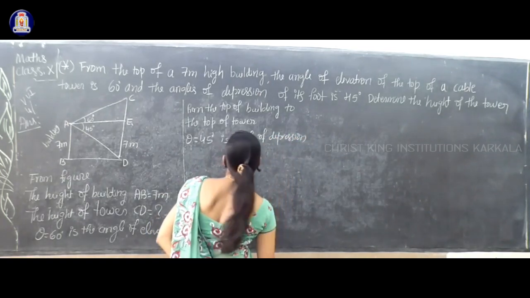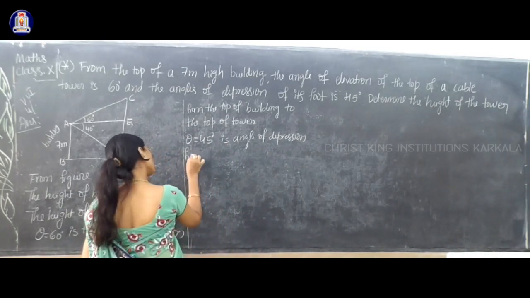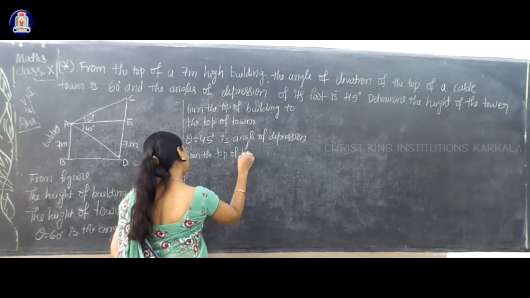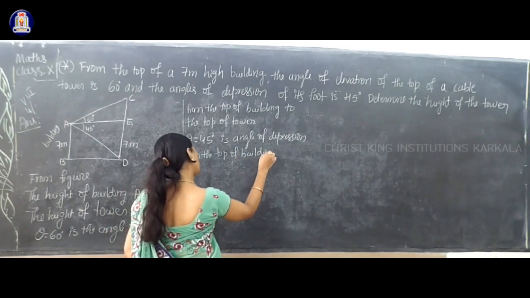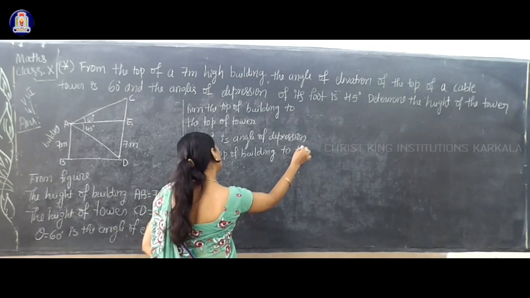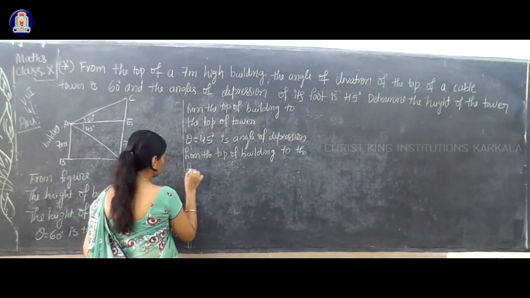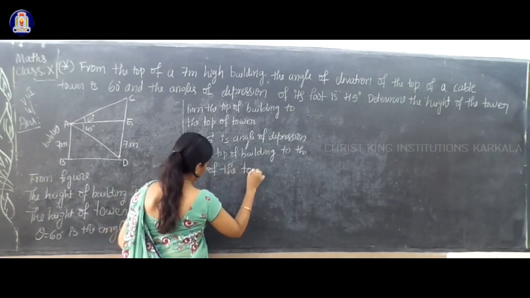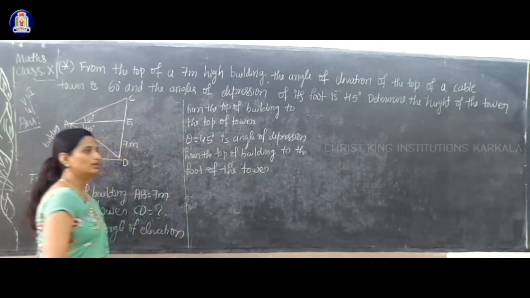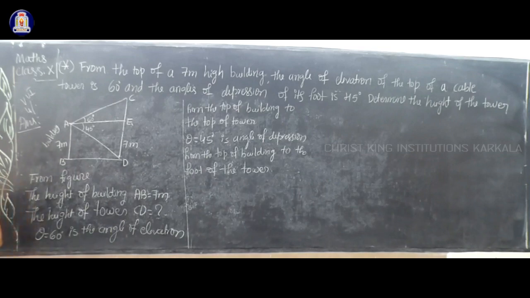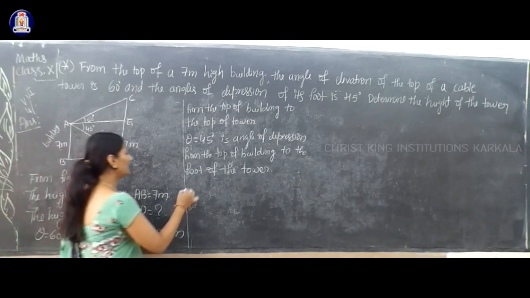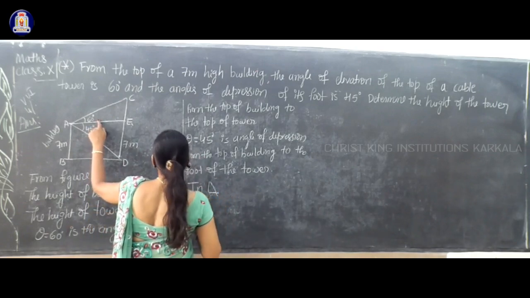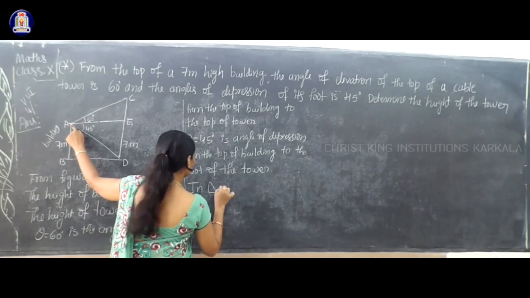from the top of the building to the foot of the tower. Now we'll start. How to start this one? In the right angle triangle, first consider for 60 degree. In the right angle triangle, which one is it?